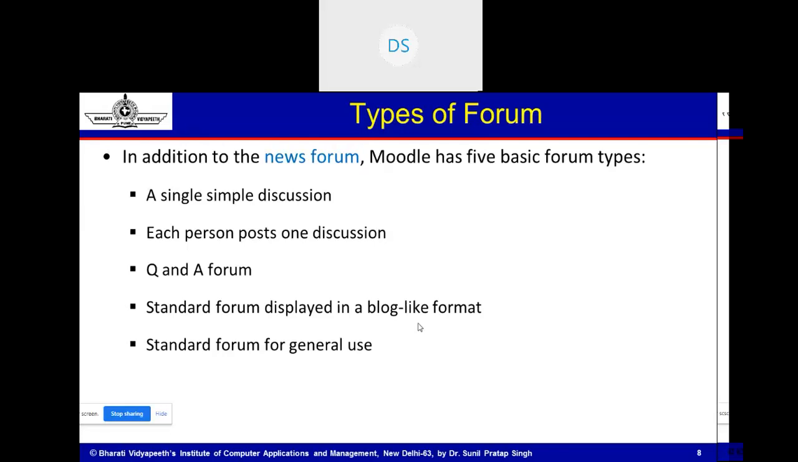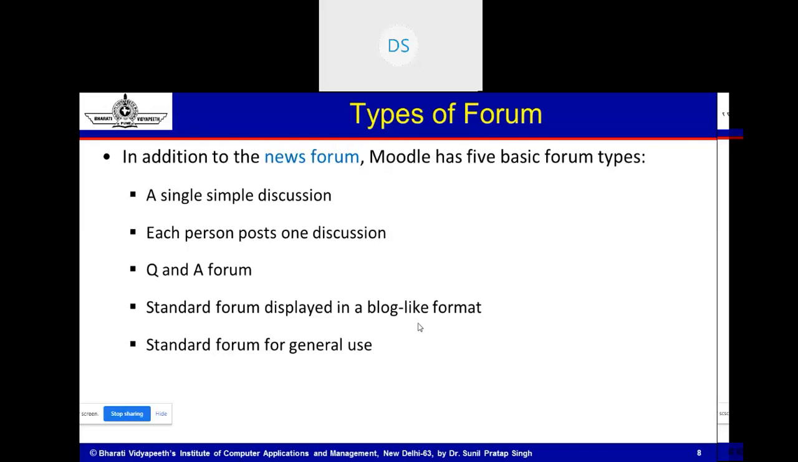A single simple discussion. In this forum, everyone can reply, and students will see the text you have placed in the forum introduction setting as the first post of the discussion. Each person posts one discussion. In this type of forum, each student can post exactly one new discussion topic, which everyone can then reply to.